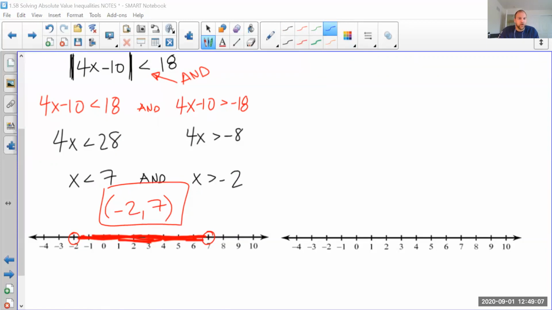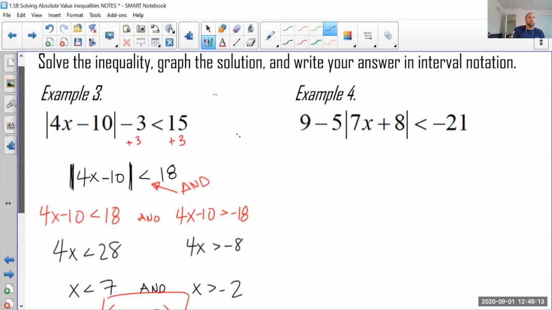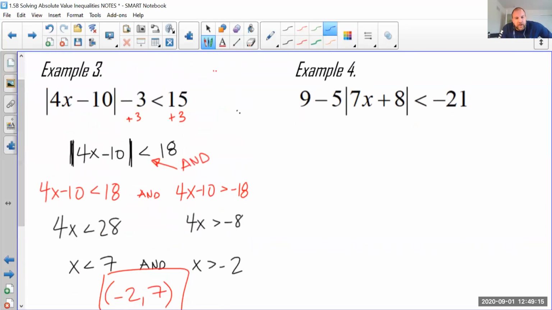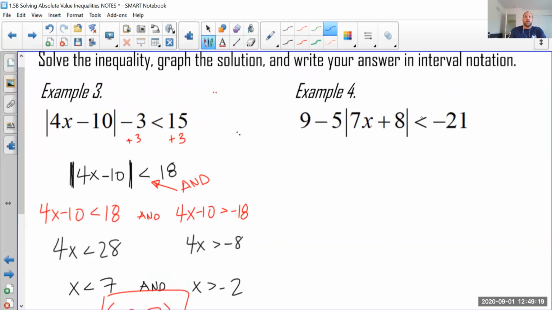All right, last one, and then we're actually going to do another Jamboard today. All right, first step, always first step. And this one's a little bit different, guys. You cannot decide if this is an "and" or an "or" problem until you isolate the absolute value. So you don't know if it's "and" or "or" until the absolute value is isolated. So let's go ahead and do that first.